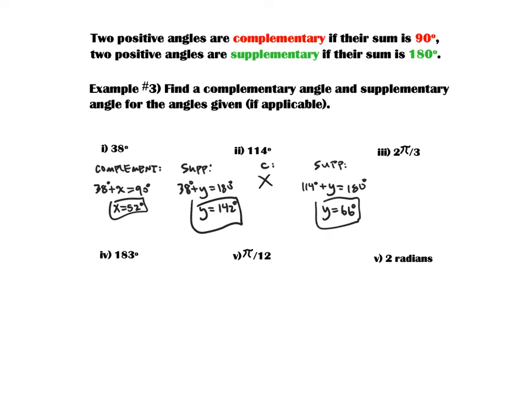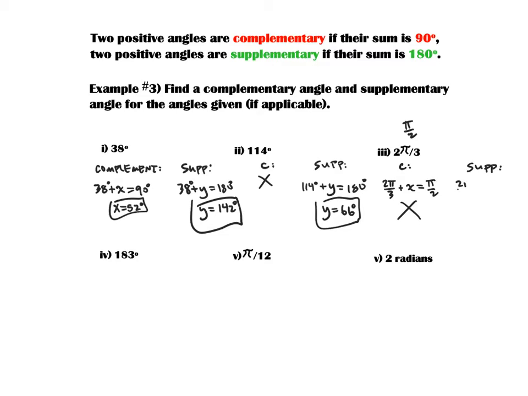Okay. Ooh, how about number 3? Now we haven't gotten to this yet, but we can work through it. We'll get it. So a complement. Well, 2 pi over 3 plus x has to equal pi over 2. Well, we have a problem here. 2 pi over 3 is actually larger than 90 degrees. So 90 degrees is pi over 2. Therefore, the complement will not exist, but the supplement will.